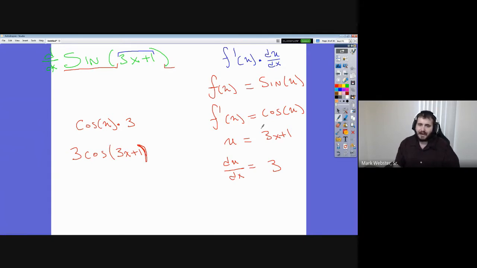I think breaking it down like this helps make life a lot easier, because then you can go through and say, all right, I need f prime of u and I need du dx. I can find f prime of u real easy. I can find du dx real easy. And there's my final work. And that's all there is to it, okay?